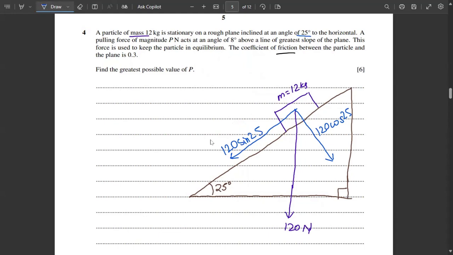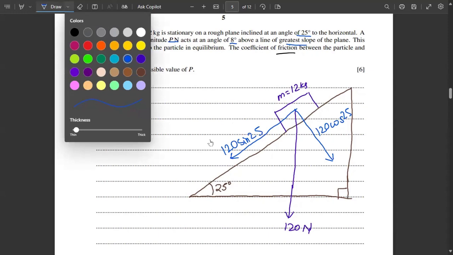Acting at an angle of 25 degree to the horizontal, a pulling force of magnitude P Newton acts. So there are two possibilities, pushing force and pulling force. Now, how will we find out pulling and pushing? How will we find out the difference? Let's see in a while. A pulling force of magnitude P Newton acts at an angle of 8 degree above a line of greatest slope. Okay, so this is acting at 8 degree.